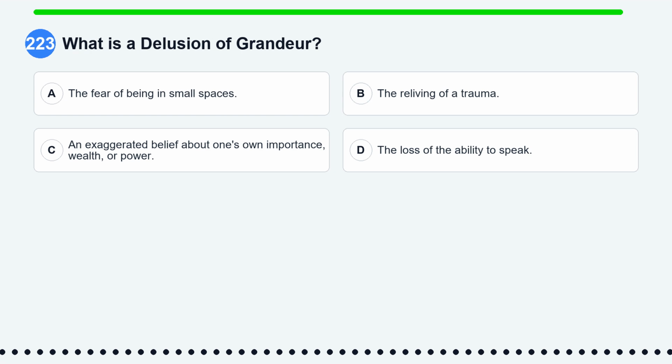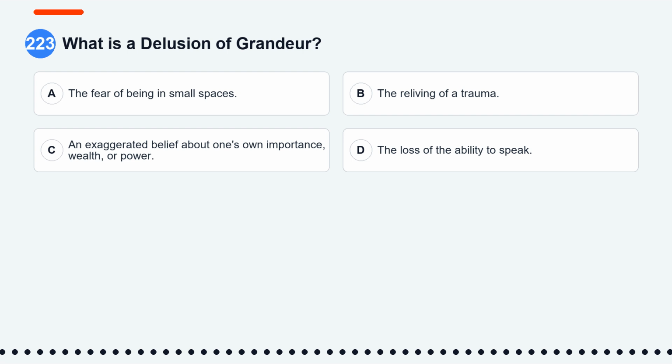Question 223. What is a delusion of grandeur? Option A. The fear of being in small spaces. Option B. The reliving of a trauma. Option C. An exaggerated belief about one's own importance, wealth, or power. Option D. The loss of the ability to speak.